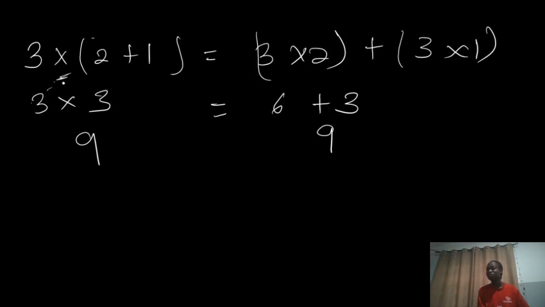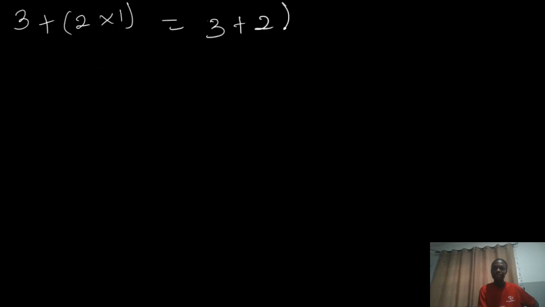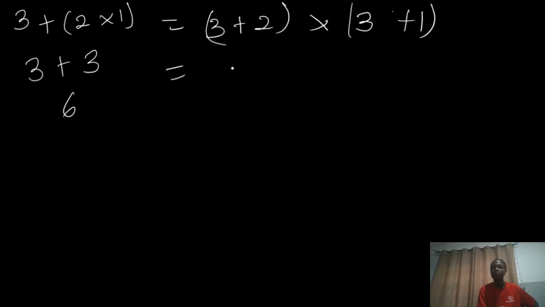Now let's check if addition is also distributive over multiplication. So let's take it that we have 3 plus 2 times 1. Now if we are to spread addition over multiplication, we are going to get 3 plus 2 times 3 plus 1. Yeah. So here our answer is supposed to be 3 plus 3, which is 6. But here you realize that your answer is 3 plus 2 is 5 times 3 plus 1 is 4, which is what? 20. So just imagine 6 and 20. See the gap. So you realize that addition is not distributive over multiplication, but then multiplication is distributive over addition. Yeah, so that's how it is.